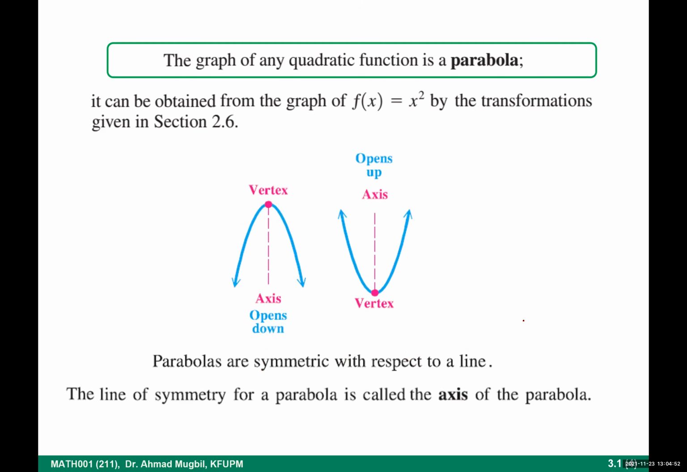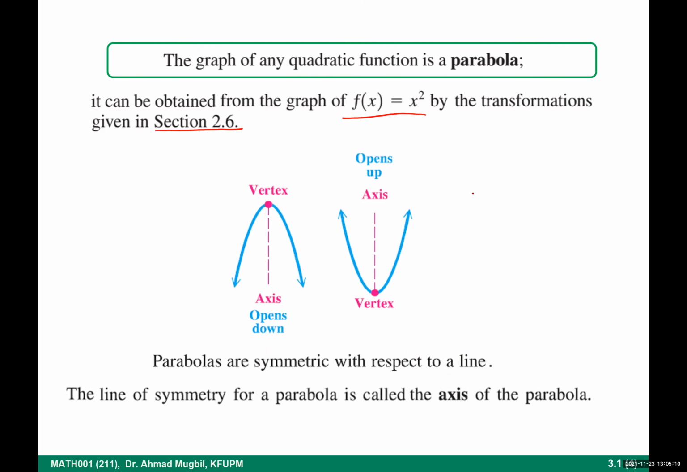Why don't we have the parabolas that open right and left here? We will not talk about them. They are not functions. We are talking just about functions here. So they can be obtained from the graph of x squared by transformations given in 2.6, if you remember.